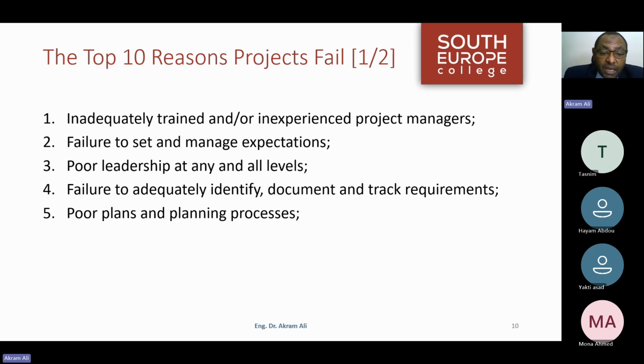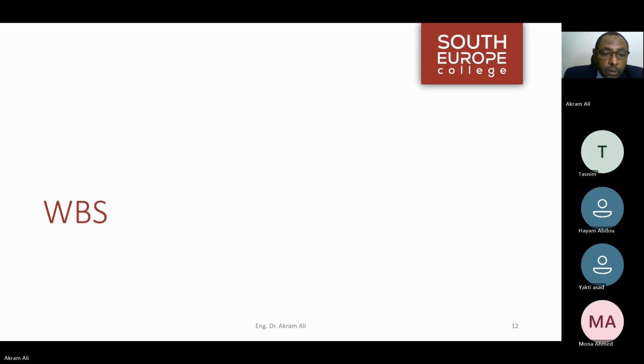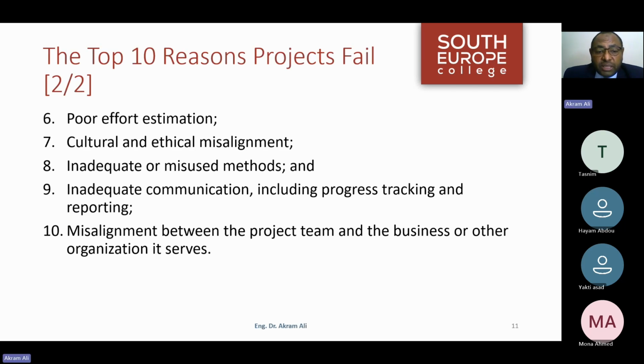So poor plans and planning processes, of course. And we have poor effort estimation, cultural and ethical misalignment, inadequate or missed methods, inadequate communication, including progress tracking and reporting, misalignment between the project team and the business or other organization it serves.